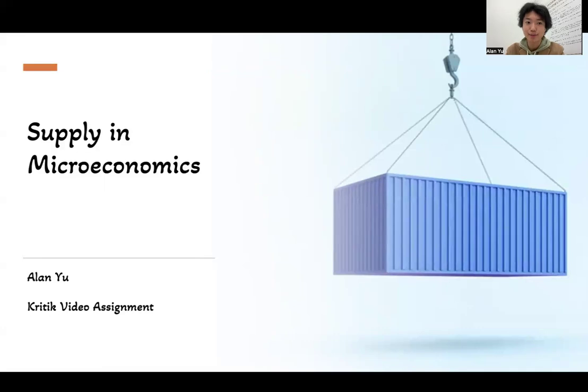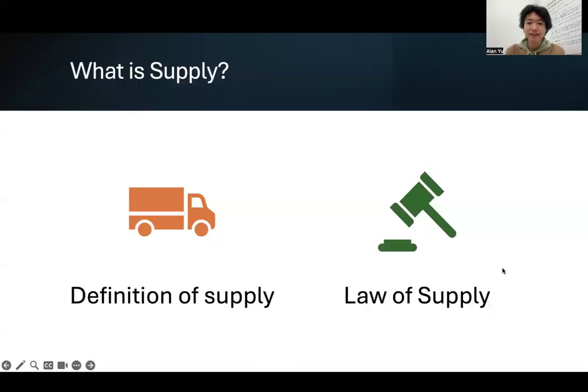Today, we're going to discuss supply in macroeconomics. So let's start by defining the concept of supply in macroeconomics. Supply refers to the quantity of a good or service that producers are willing and able to sell at different prices during a certain time period.